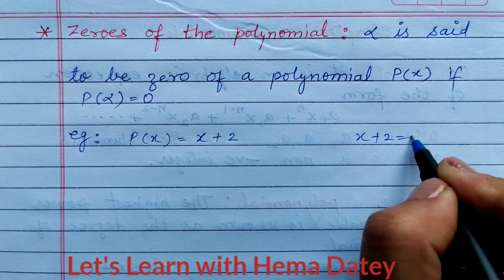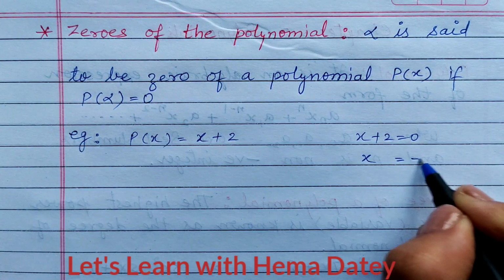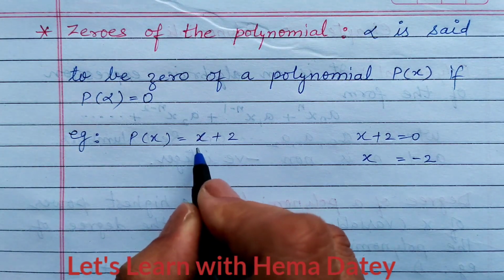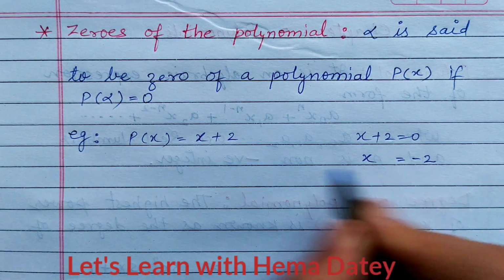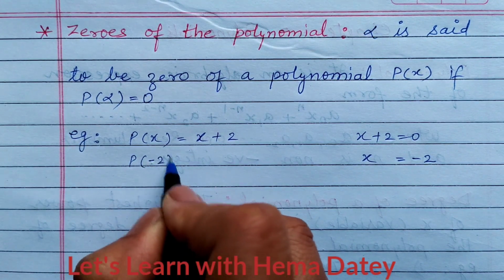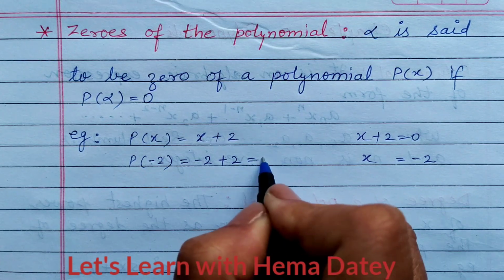Let's find that value. We will put x plus 2 equals 0. After solving you will get x equals minus 2. It means if you put x equals minus 2 in the polynomial you will get 0. P(minus 2) equals minus 2 plus 2, you will get 0.